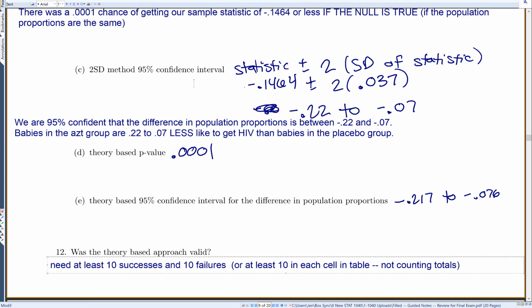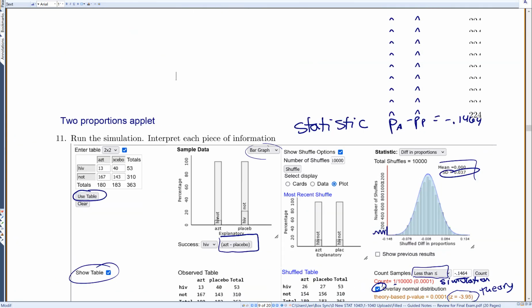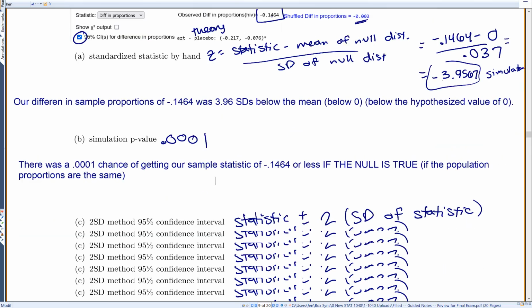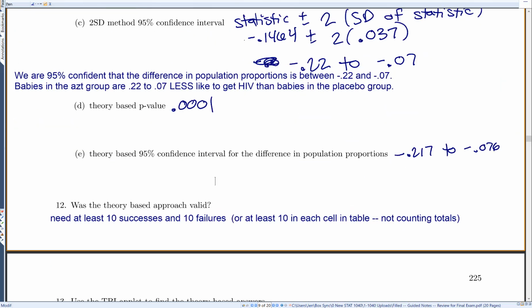So let's go back up and look at our table. Okay. So here's a spot where we have our table. We don't look at the totals, we only look at the actual data, which are these 4 cells here. So in the AZT group, we have 13 successes and 167 failures. In the placebo group, we had 40 successes and 143 failures. Or just all 4 of those numbers are at least 10. Super simple. So yes, all of our numbers are at least 10.